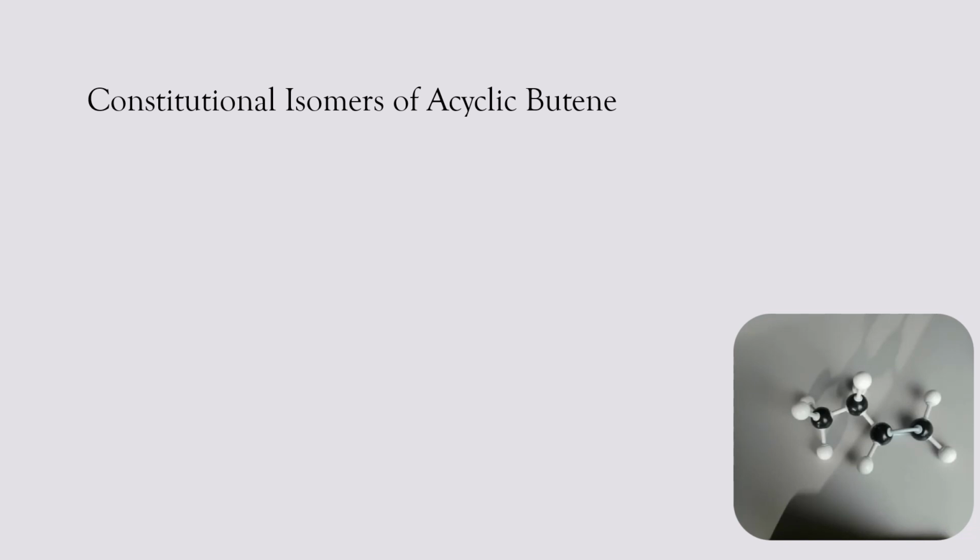Looking at constitutional isomers of acyclic butene. Butene will have a molecular formula of C4H8. When we are making our constitutional isomers, we want to make the longest parent chain possible, and because this is an alkene, I suggest putting the double bond on the first carbon. So because of the placement of that double bond, we get 1-butene.